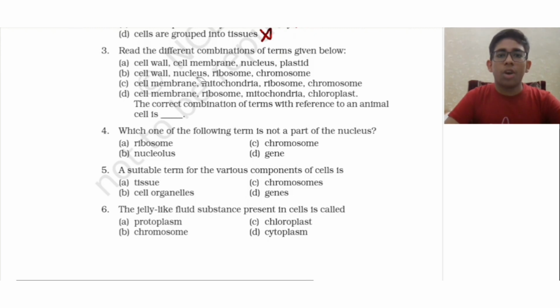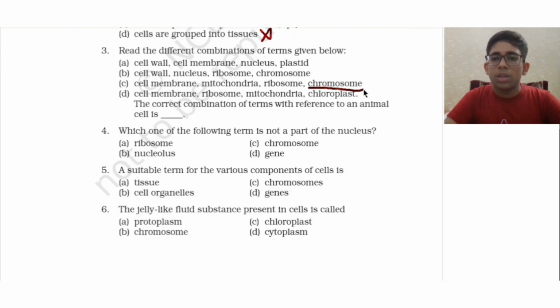Next option, cell wall, nucleus, ribosome and chromosome. Again, we know that the cell wall is not present in animal cells. So this is also a point of differentiation, and these two options are not correct. The third option, cell membrane, mitochondria, ribosome and chromosome. We know that cell membrane is present in animal cell. That is true. Second, mitochondria, that is also present in animal cell. Third, ribosome. We know that ribosome is common in both plant cell and animal cell. That is also true. And chromosome. We know that chromosome is the basic genetic material in every cell. So this is also true. So this option is correct.